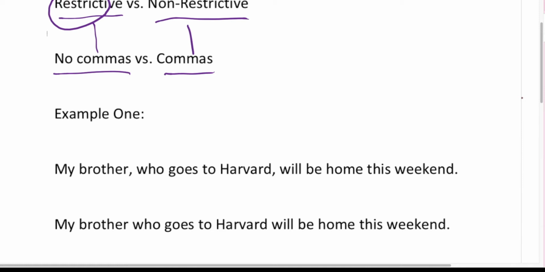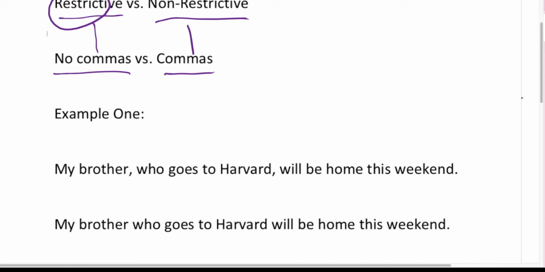My brother, who goes to Harvard, will be home this weekend. And then the second one is the same exact thing, only no commas. So I always ask my students, what's the difference between the first and second sentence? Because they don't at all convey the same thing, even though they have the same words. So what do you think? Look at it for a second. What's the difference between these two?